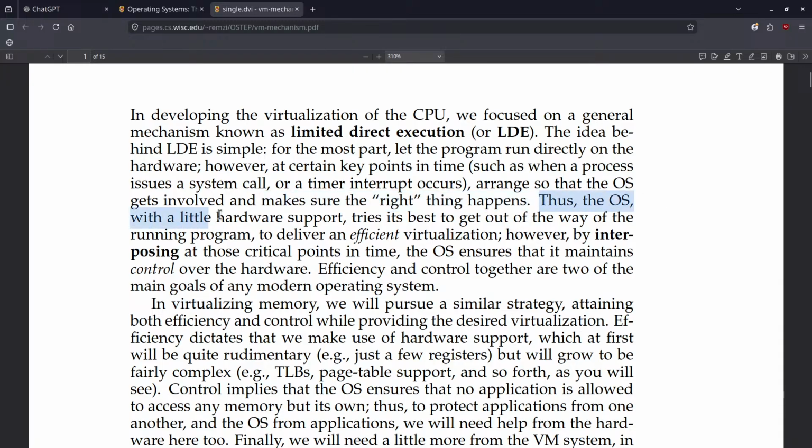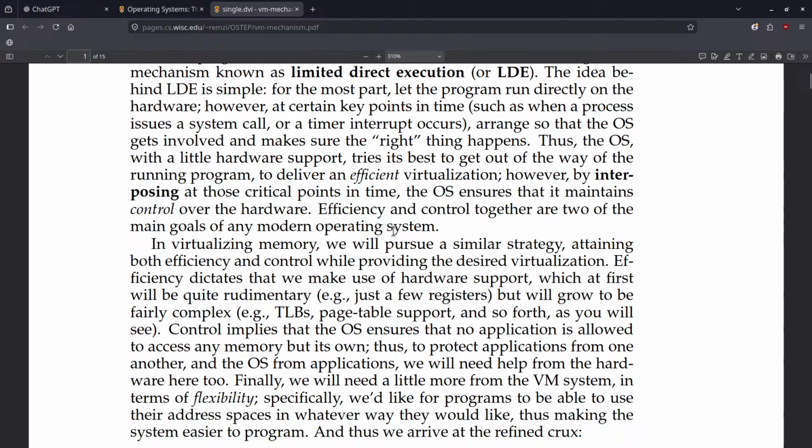Thus, the operating system, with a little hardware support, tries its best to get out of the way of the running program to deliver an efficient virtualization. However, by interposing at those critical points in time, the OS ensures that it maintains control over the hardware. Efficiency and control together are two of the main goals of any modern operating system.